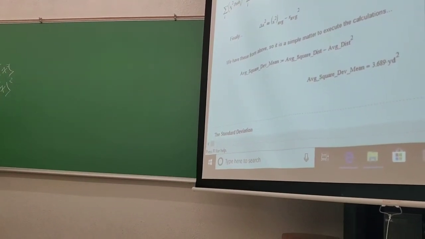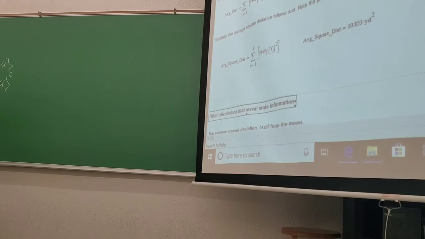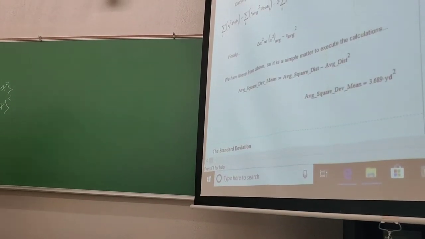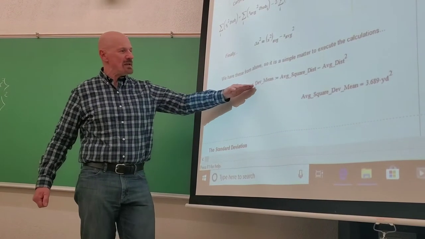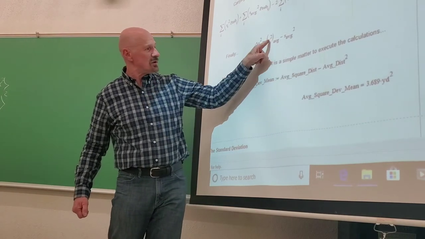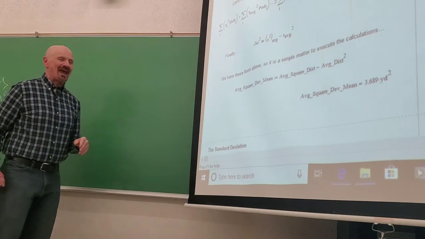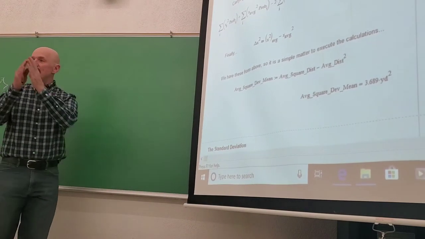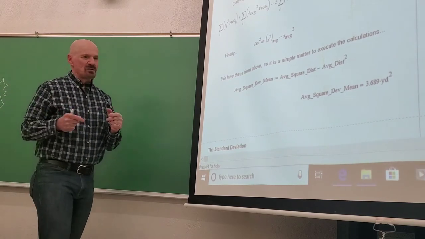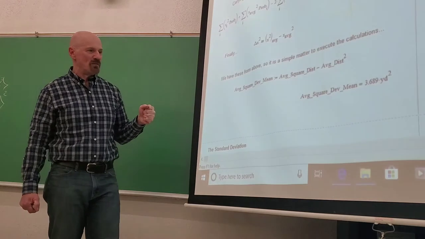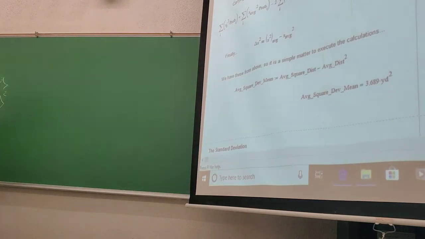Well, we have those values calculated above. I already did that up here. So there's my average distance, 2.676. There's my average square distance, 10.853. So when I simply say the average square deviation around the mean is the average square distance minus the average distance squared, I get a value of 3.689 yards. Okay, so that's going to be the spread in that. We'll learn a lot about the particles and the matter from that. So again, we'll see how Heisenberg comes into that.